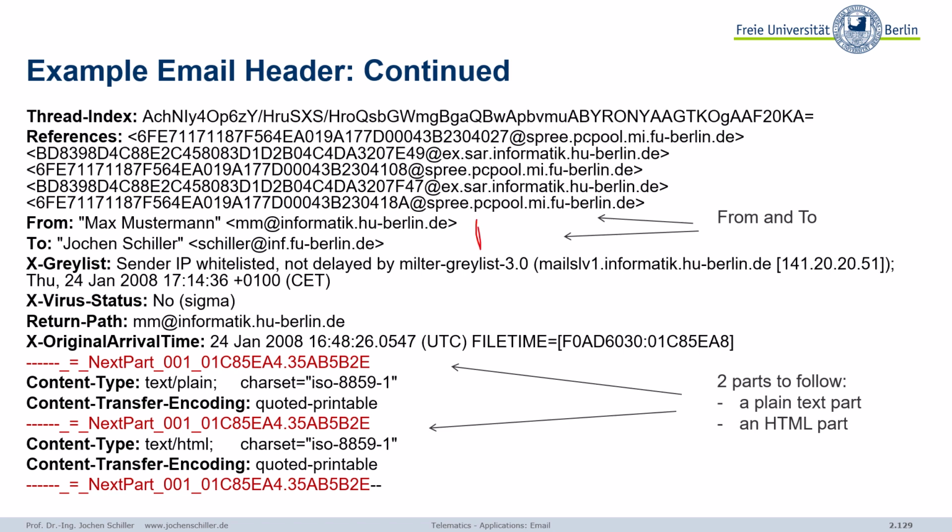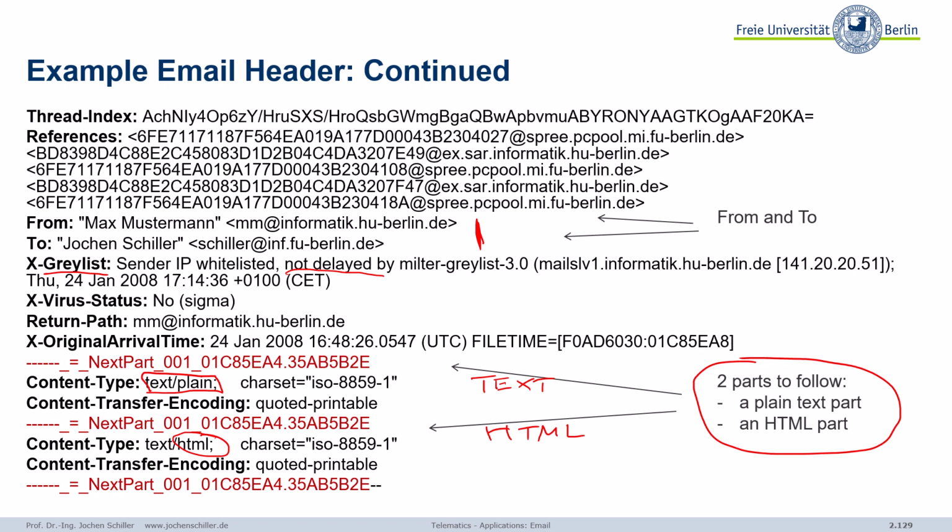Then we have our to's and froms. You see, gray listing, and it tells you, oh, it was not delayed in this case. Status, virus status, etc. And then it will tell you, okay, there are two parts that will follow. One is a plain text, and one is HTML. So we see plain text, and we see an HTML part that will follow.